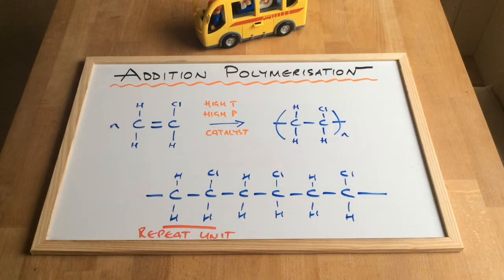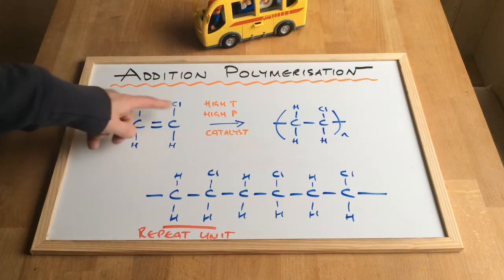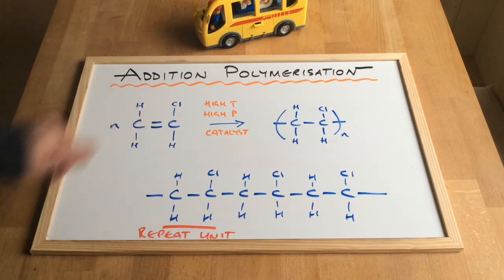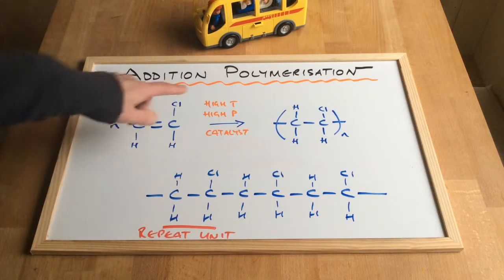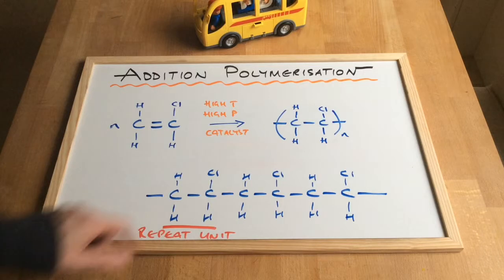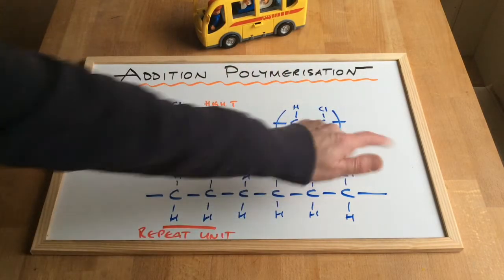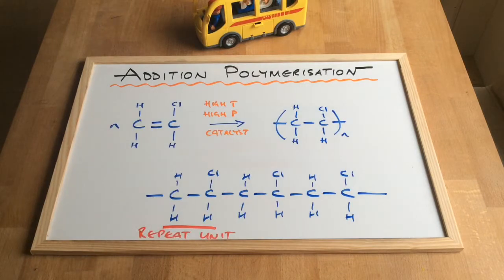So you can see above we've got a chemical equation for what we've just demoed there. So we've got n moles of the monomer, chloroethene, high temperature, high pressure, catalyst, double bonds broken, and the way we represent the polymer chain is we put the repeat unit, just one, in a bracket, and we make sure the end bonds are sticking through the bracket, and that n goes on the bottom right hand corner.